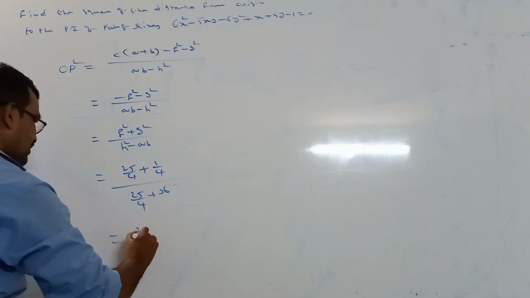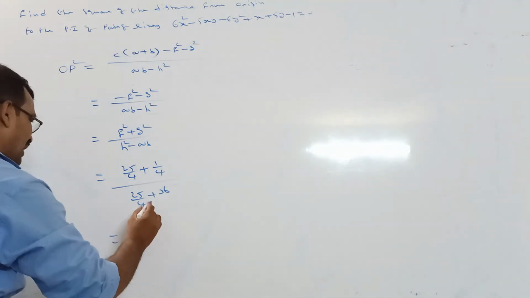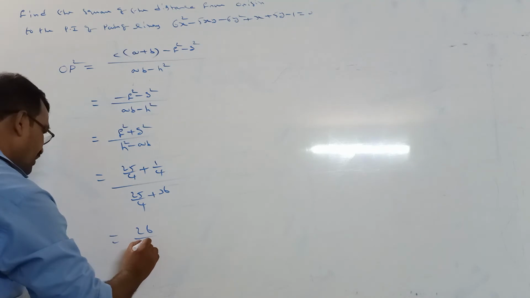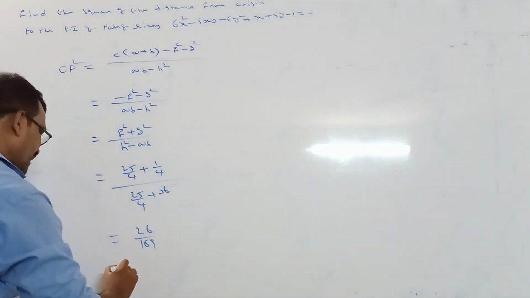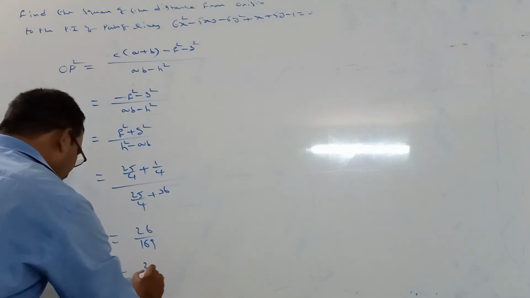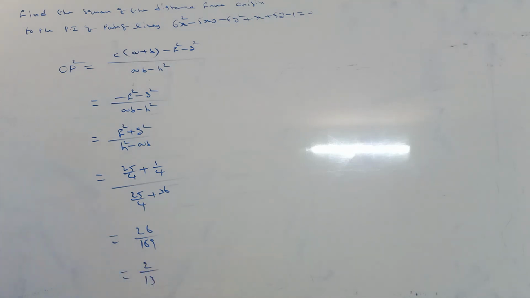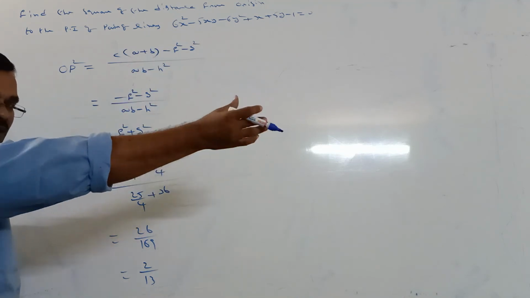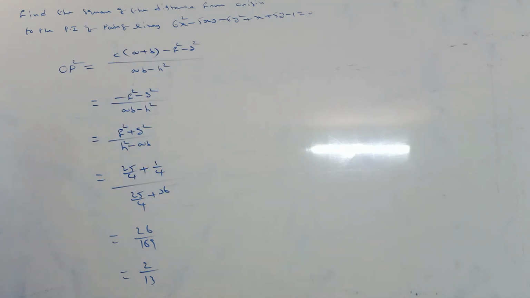So obviously it is 26 by 144 plus 25, that is 169. This is 2 by 13. This is the square of the distance from origin to the point of intersection of the pair of lines. If you don't know the formula, find the point of intersection and find the distance from origin to the point, then square it. You get the same.